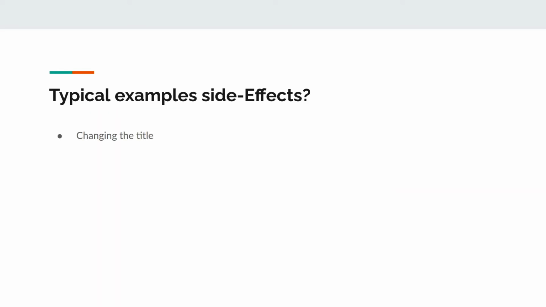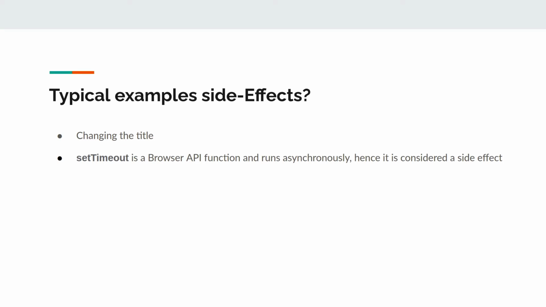Let's say I have a component and, on clicking a button in that component, I am changing the title of the document. Of course, that title is not part of the React component, and it is actually changing something outside the scope of React, right? So we will call that a side effect. Similarly, if we have timer functions like setTimeout, it is a side effect because it is a browser API which runs asynchronously.